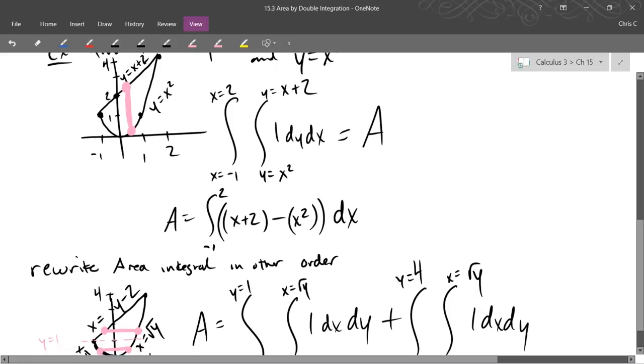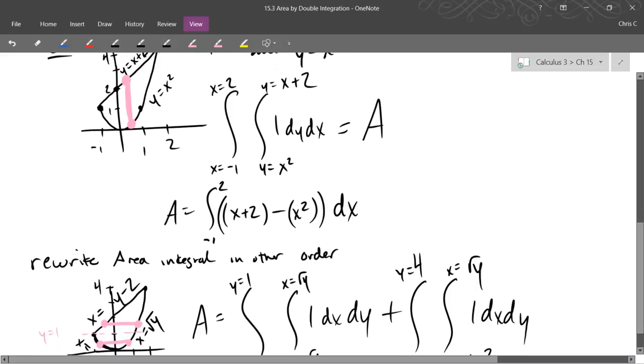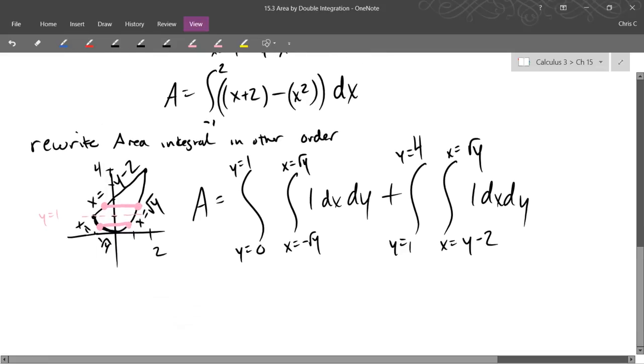So I don't think we need to compute this. We already did it halfway. The rest is a calc one, and actually an easy calc one problem.